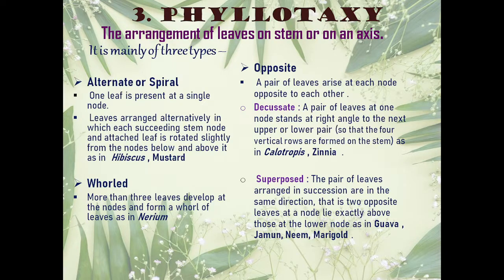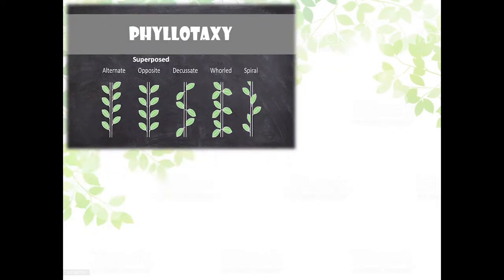So this is the full structure. You can see all three types are given here along with their subdivisions. Okay, this is the phyllotaxy. Let's see the diagrams. In phyllotaxy you have seen alternate, superposed opposite, then decussate, whorled and spiral. Alternate and spiral are the same thing, as I have already told you. You may see this from the viewpoint. Alternate and spiral are 99% the same.